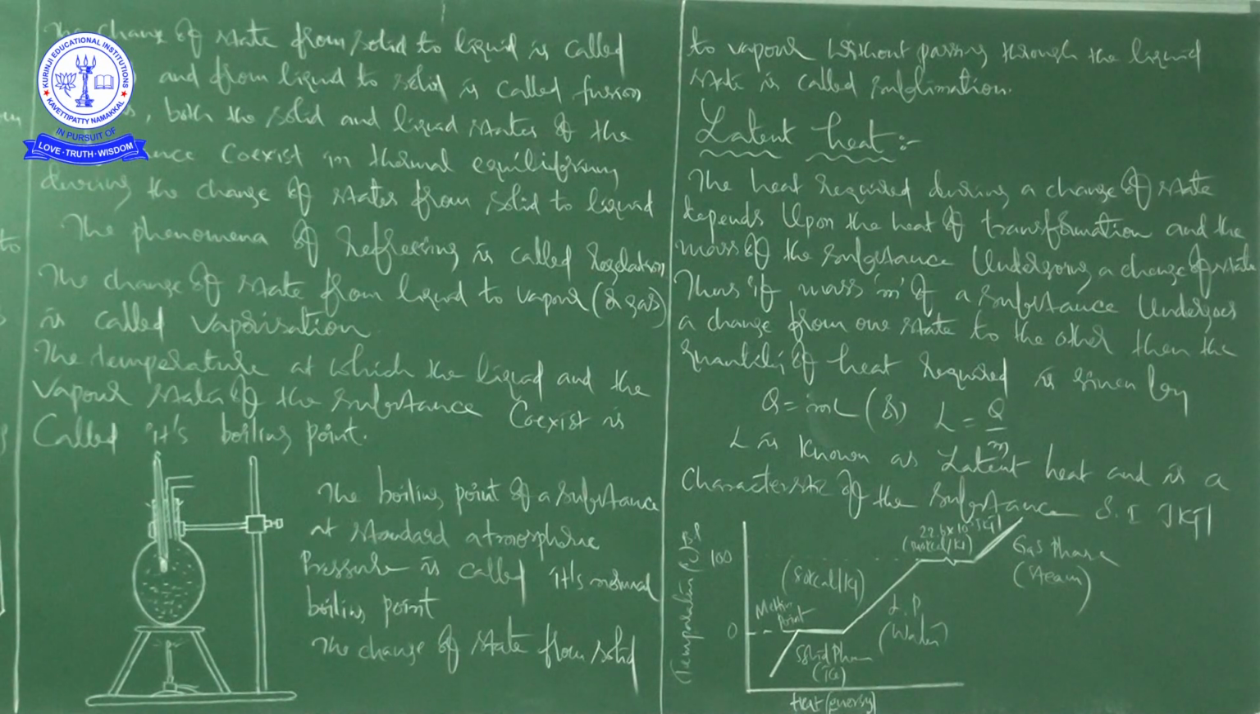The heat required during a change of state depends upon the heat of transformation and the mass of the substance undergoing a change of state. Just now I told you one point, I think 5 minutes ago: when a substance is changing its state, then the temperature remains constant.